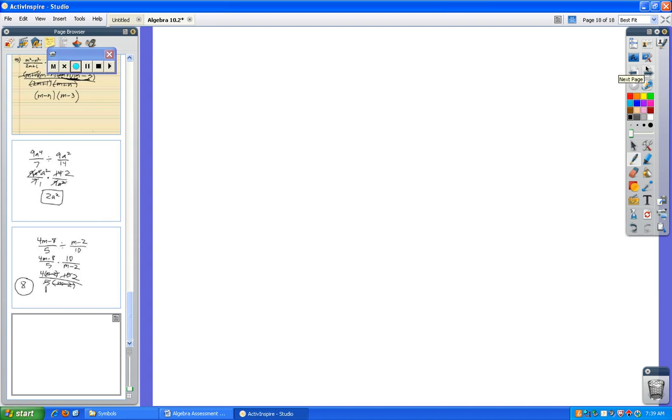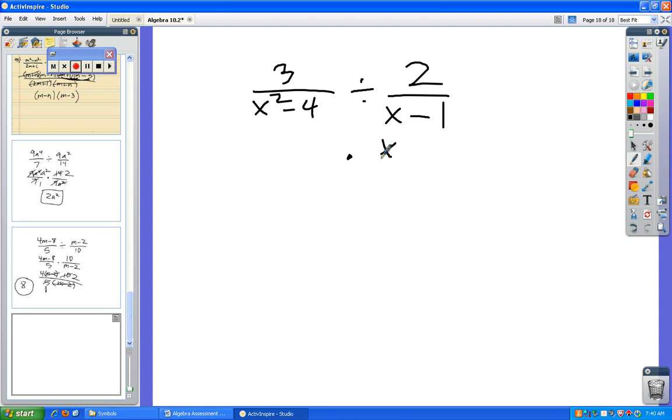Okay, let's see. 3 over x squared minus 4 divided by 2 over x minus 1. Okay, try. Ready? Okay, first step, reciprocal. x minus 1 over 2. This one stays the same.